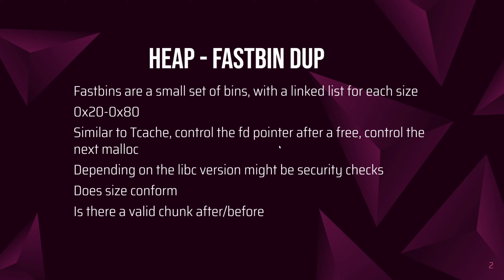So again, some information on fastbins. I've gone over all this before. It's a small set of bins, usually in the range 0x20 to 0x80, linked to each other when you free them. It's similar to tcache, where if you can control the forward pointer of the first freed one, or any freed one, you can control the next malloc. Depending on the libc, there might be different security checks, where the previous chunk needs to be an actual chunk, or the next chunk needs to look like a valid chunk.